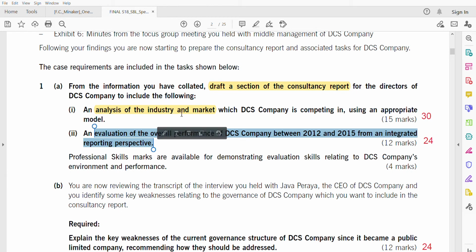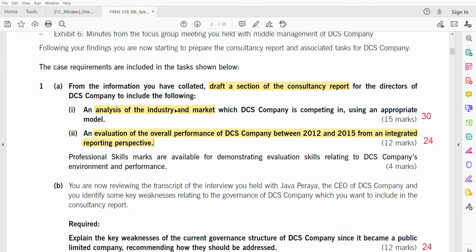Let me highlight the whole thing. Everything is important. It's an evaluation of overall performance of the DCS company between 2012 and 15 from an integrated reporting perspective. What do you have to use? Integrated reporting perspective.